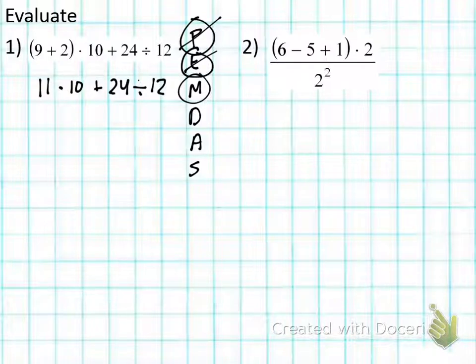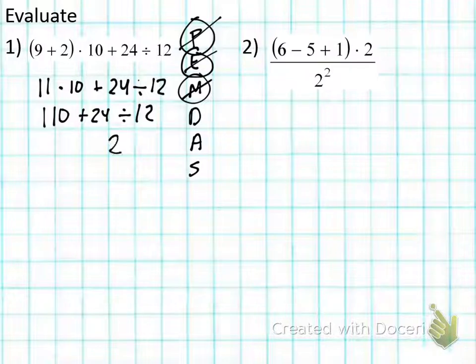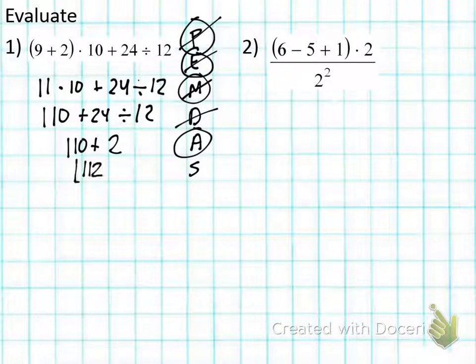Multiplication signs. Are there any multiplication signs? Yeah, there is one right here. 11 times 10 is 110. So I'm done with multiplication. Division signs. Yeah, there's 24 divided by 12, which is 2. So we got 110 plus 2. And then addition signs, yeah, there's add, which is 112. And we're all done. And you'll see that I'm going step by step, okay?